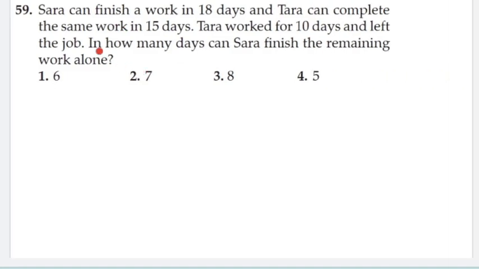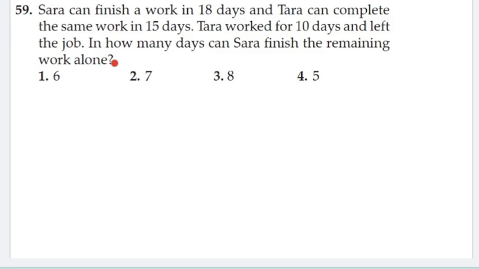The next question is: Sarah can finish her work in 18 days and Tara can complete the same work in 15 days. Tara worked 10 days and left the job. In how many days can Sarah finish the remaining work alone? So that is our question. So what is given in the question?